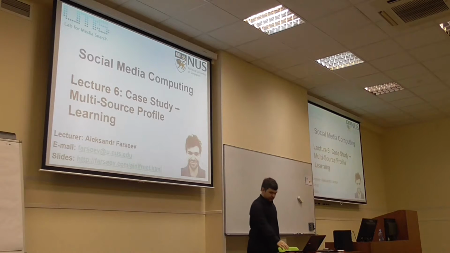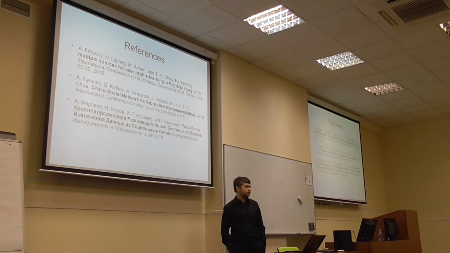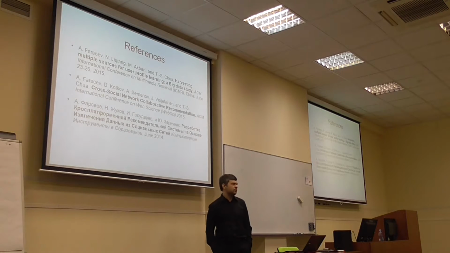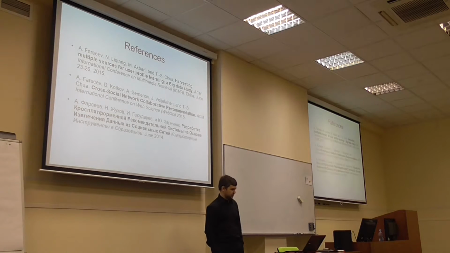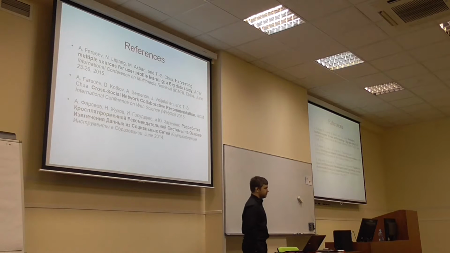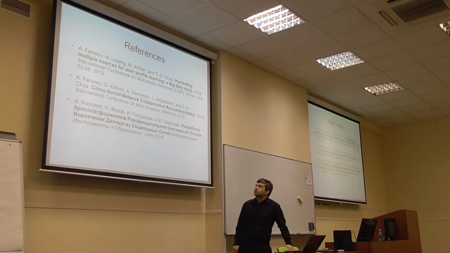Today's lecture is based on these 3 papers, mainly on the first 2. The 3rd one is a Russian paper. It was published 1 year ago. It was a very preliminary study about community detection and the recommendation of the venues where a person will go. So it's about mobility. The first 2 papers, I guess I mentioned before.